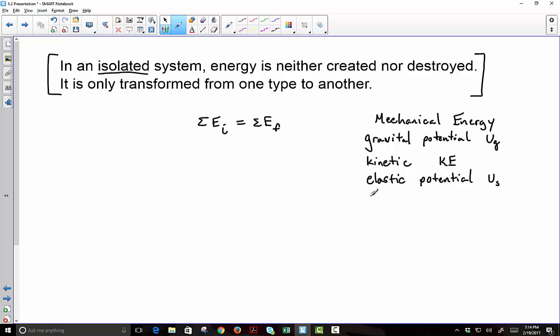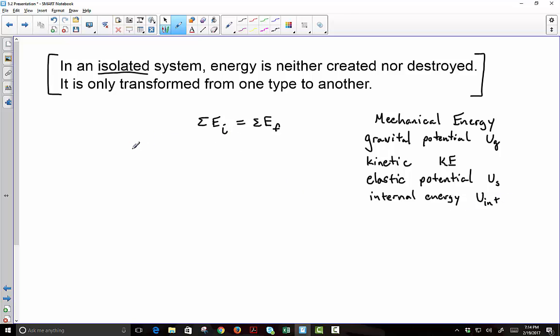And then we have internal energy. Internal is primarily going to be just talking about friction. So if a car comes skidding to a halt, some of this energy, the kinetic energy, will be transformed into internal energy. We'll use a U with little int.